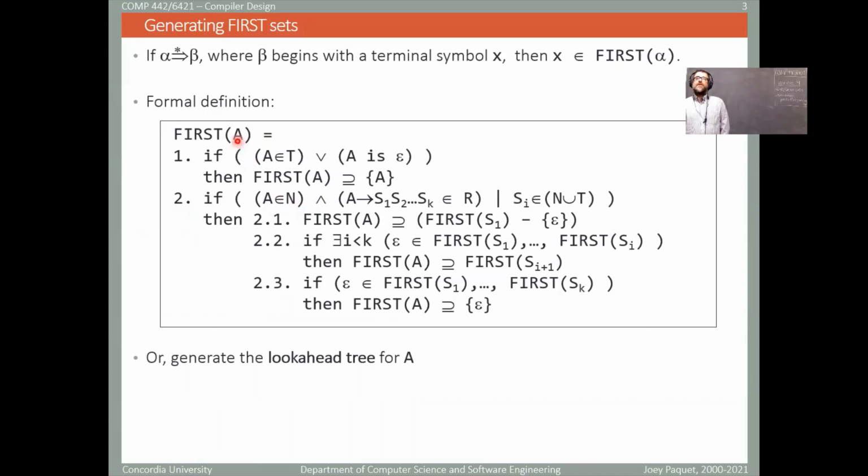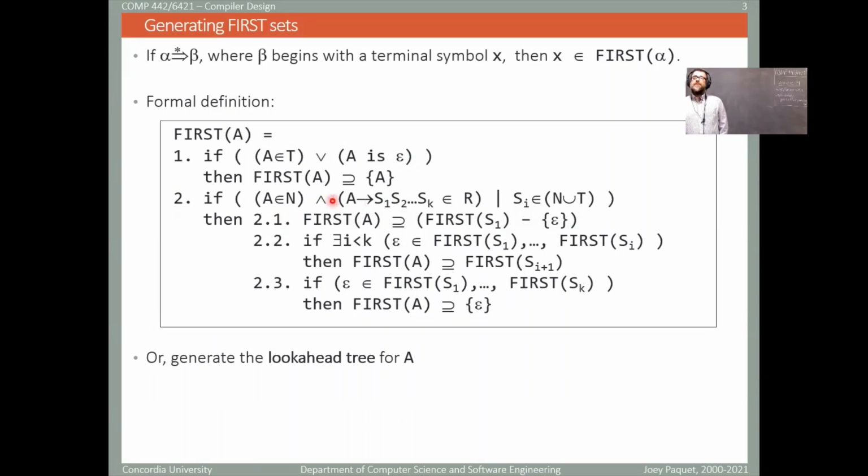If the symbol in question is a non-terminal symbol and you have a rule of this form, where S1 to SK is essentially a sentential form, as we saw in the definition of a grammar rule, then the first of A contains first of S1 minus epsilon, because the only cases where we want epsilon to be part of a first set are either that A itself is epsilon, or the third rule that we will see later.